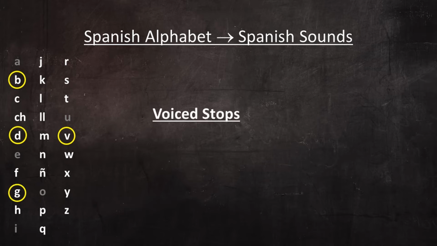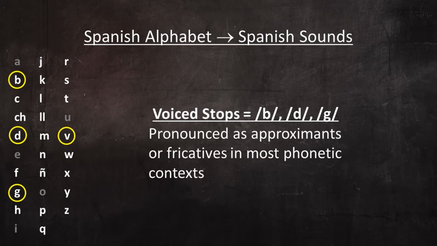The voiced stops include BV, D, and G, and they all follow similar rules of pronunciation. Namely that they're pronounced as approximants or fricatives in most phonetic contexts, and are only pronounced as stops in limited contexts, so it's very useful to study them together as a category.